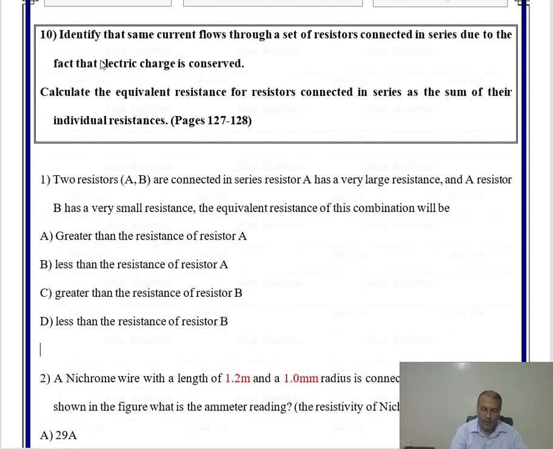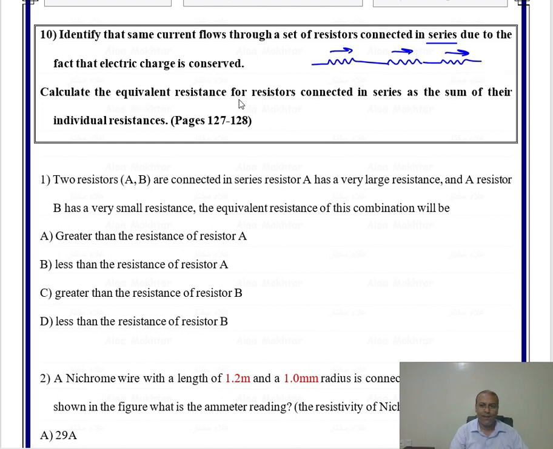Number 10. Identify that the same current flows through a set of resistors connected in series. In series connection, the same current flows in each resistor. I1 equal I2 equal I3. Due to the fact that electric charge is conserved, the charge entering the circuit from one side must equal the charge out of the other side.